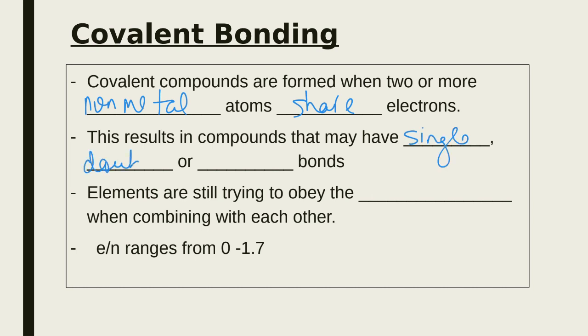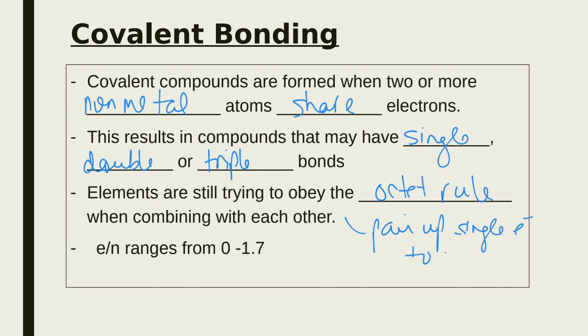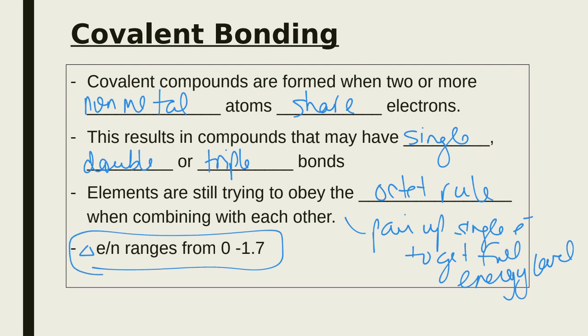double, or triple bonds. Not sure how much of that you saw in your previous course, but we'll see maybe single or double bonds in this course. Well, it's definitely single, maybe double bonds in this course. Elements are still trying to obey the octet rule. So they are still trying to pair up single electrons in order to get a full energy level. And we know when we have a full energy level, we have 8 electrons. Here, their difference in electronegativity ranges from 0 to 1.7.